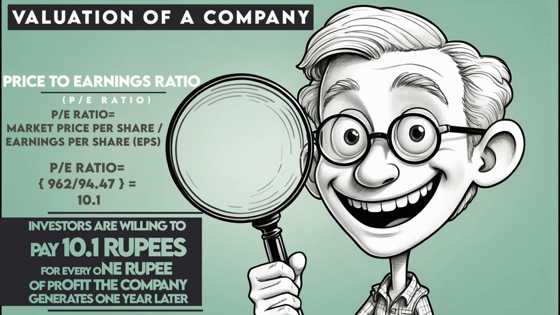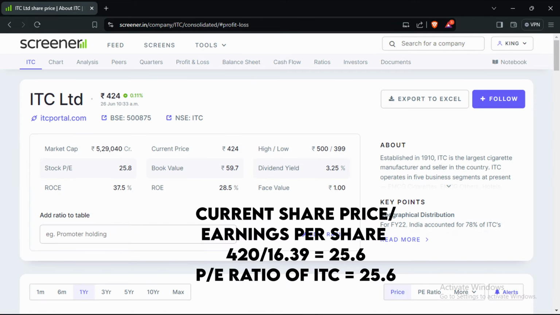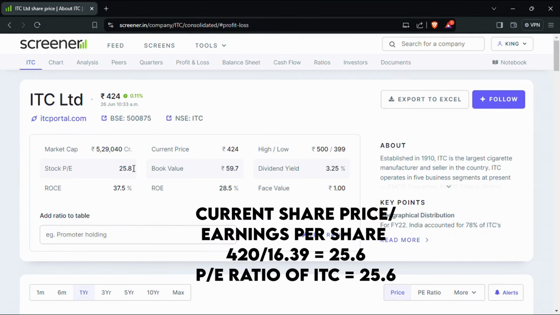To check the P/E ratio, come to this website screener.in and search for the company you are looking at. I will search ITC, select the stock. The stock P/E is what we have learned now. ITC price is 420. Their March 2024 earnings per share is 16.39. 420 divided by 16.39, we will get 25.6. So the same value is mentioned here.